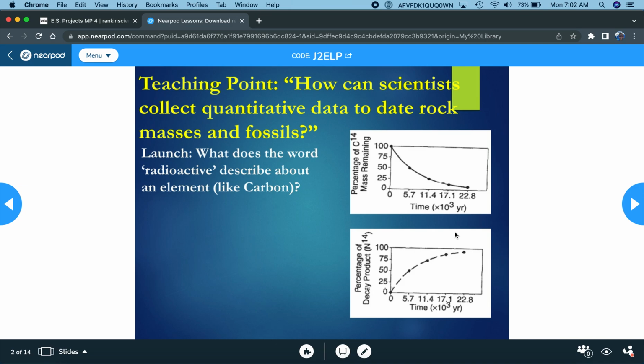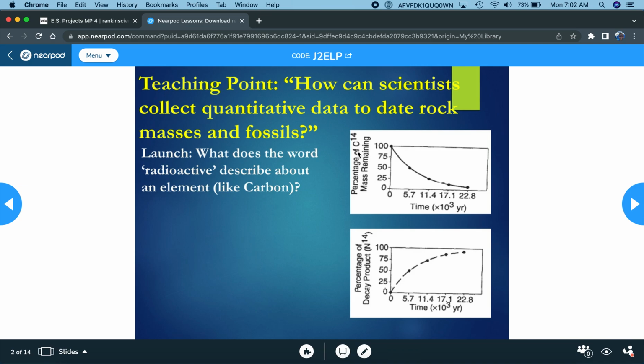All right, so looking at the two graphs, we have time along the x-axis, right? Time, rule of thumb, is always going to be your independent variable. And in this case, your dependent variable on the y-axis is what you're measuring. So we're measuring the decay product, how much is left over.